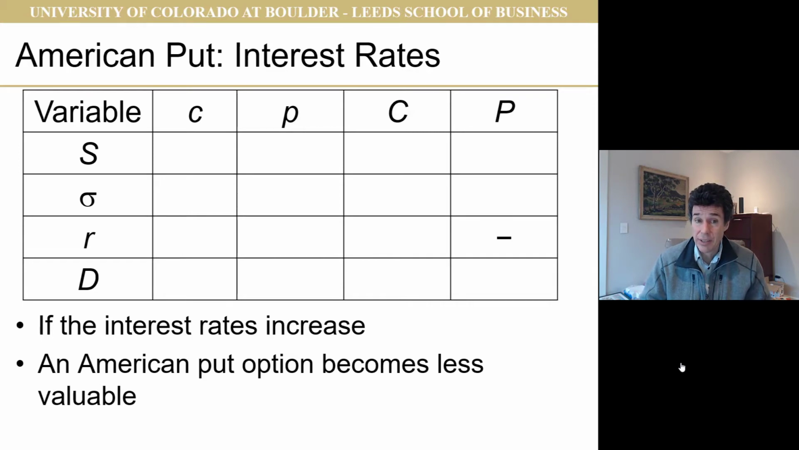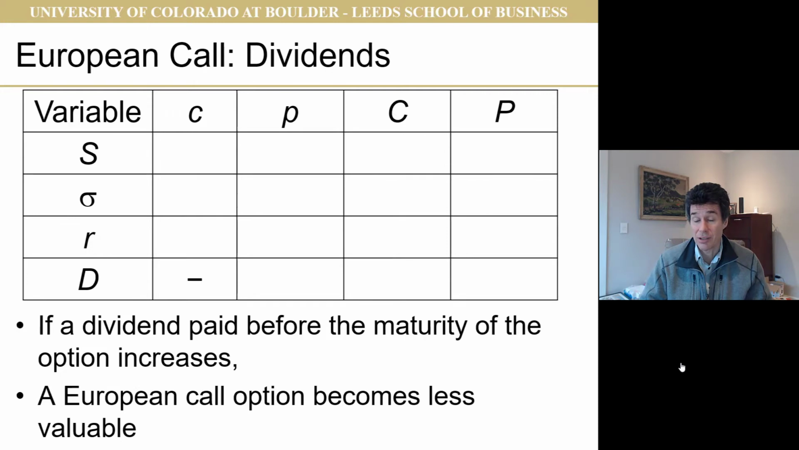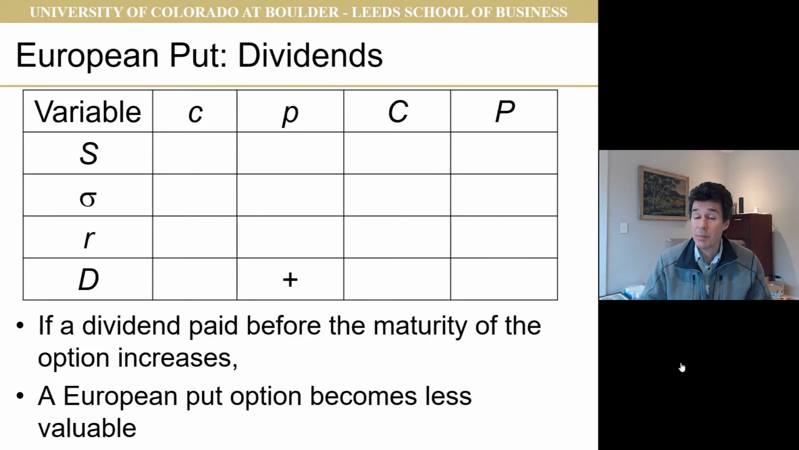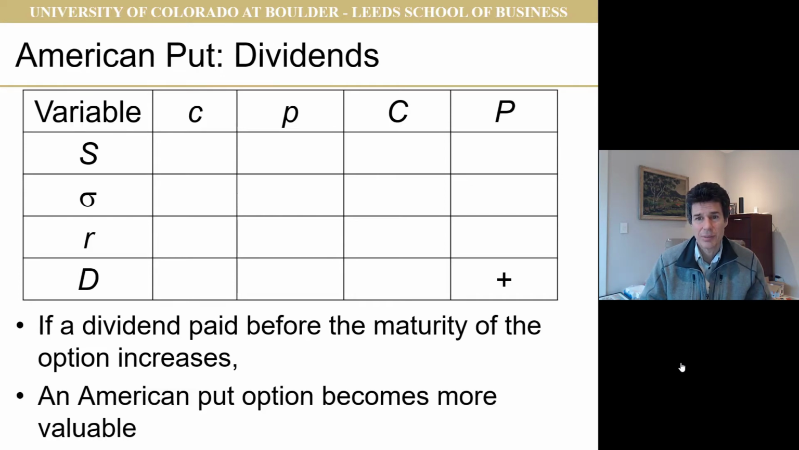Now we can think about dividends. Dividends are pretty easy at this point, having walked through the interest rates. If the dividend paid before the maturity of the option increases, what does that do? That pushes the forward price down. It makes calls less valuable and puts more valuable. Calls less valuable, puts more valuable.